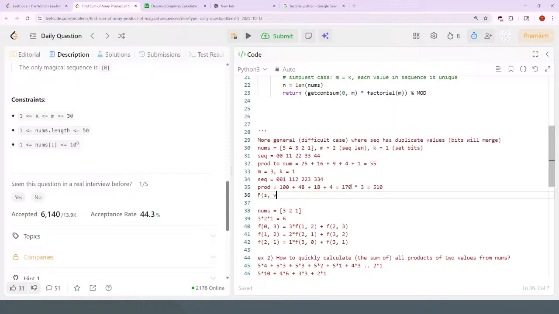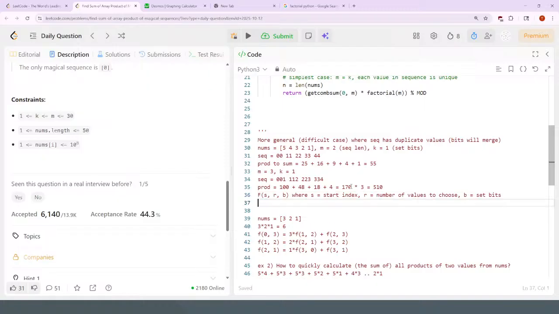No. Let's think about this. K is the number of total bits. So maybe you're choosing R places and you do B bits. This is where S is the start index, R is the number of values to choose, and B is the set bits. So how is that going to relate?